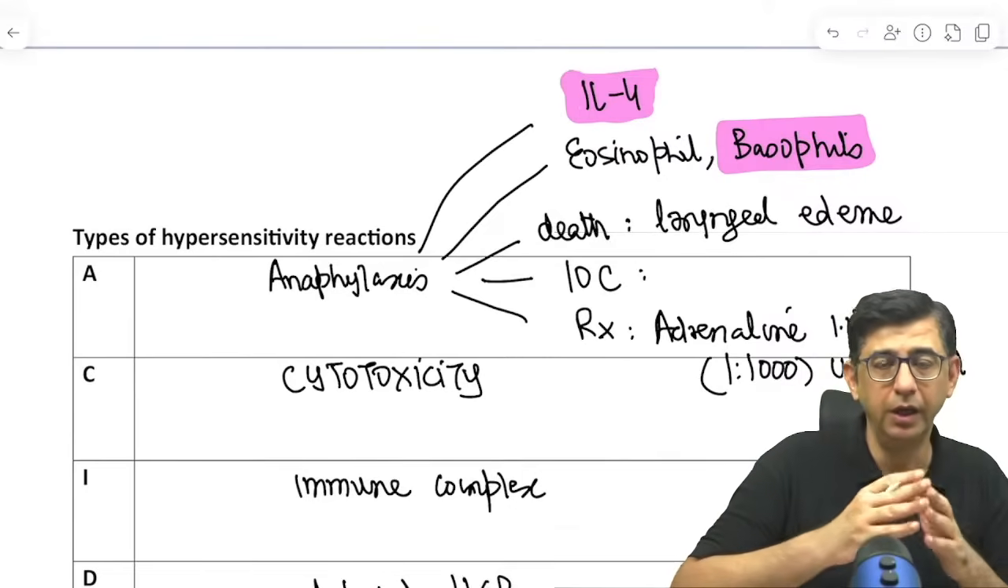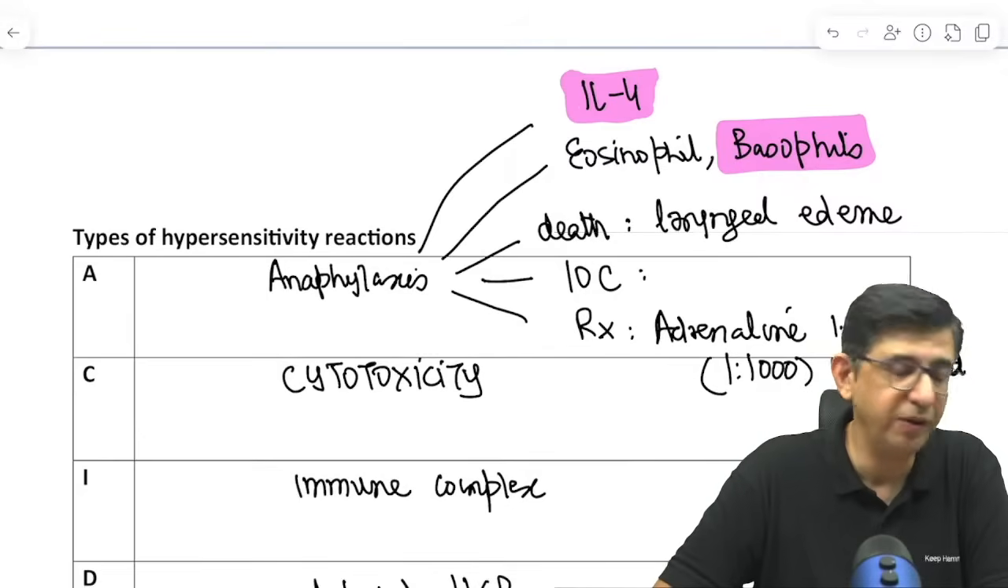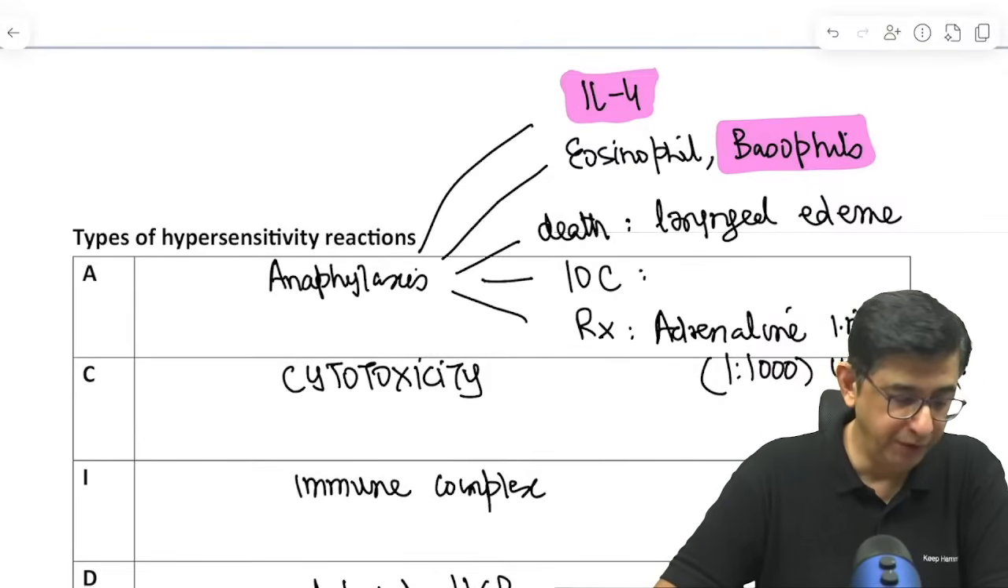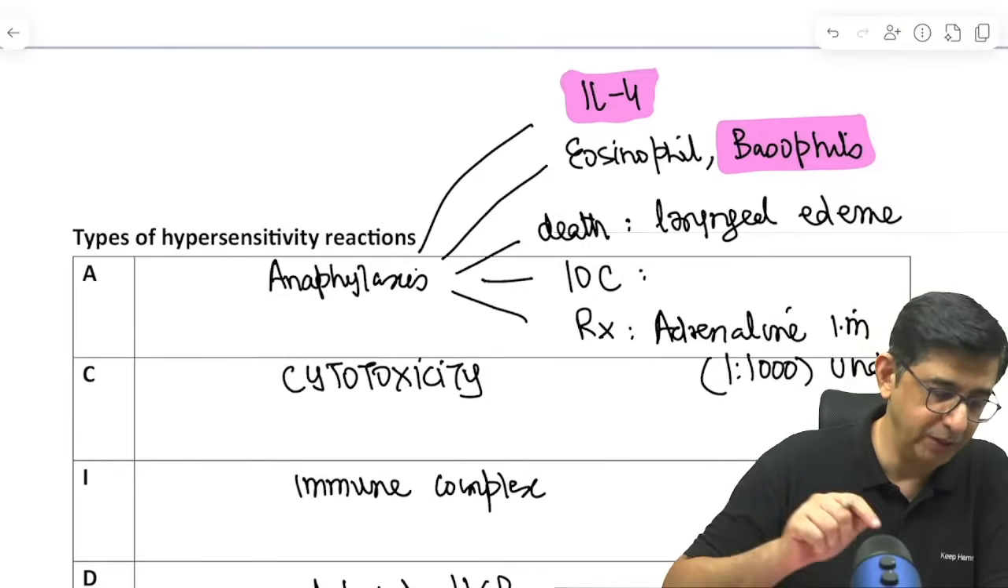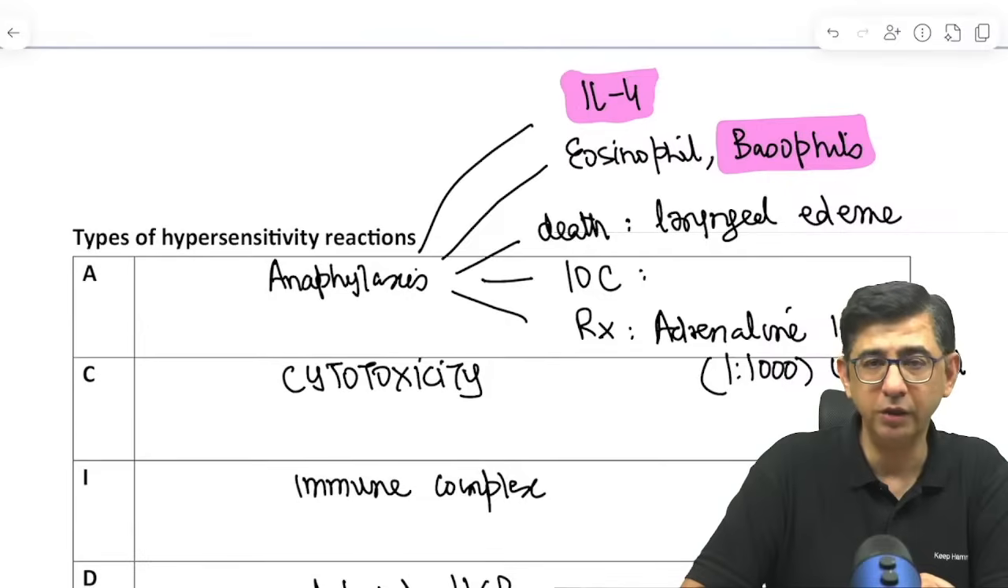Anaphylactic shock is not eosinophil mediated. Like I said, it is the BAP of allergy. It is like the super allergy that I'm talking about. So it is basophil mediated. The question is regarding a basophil mediated interleukin 4 release. The cause of death is laryngeal edema.